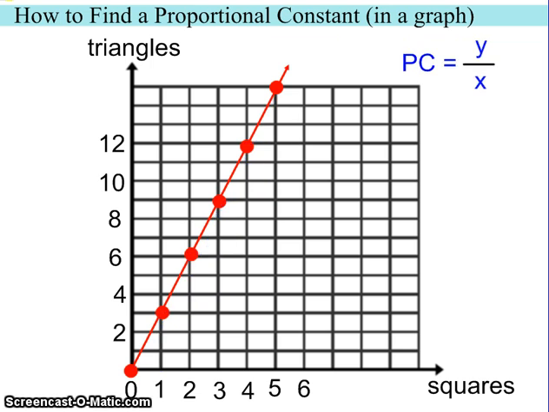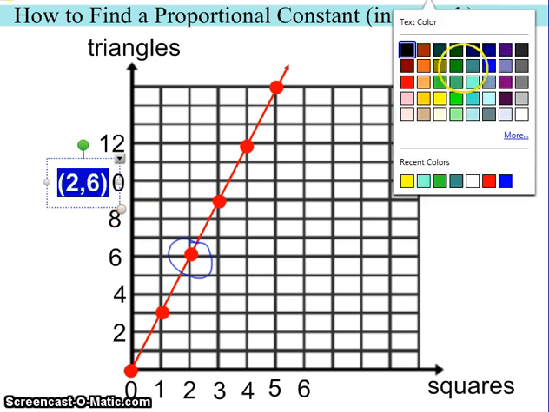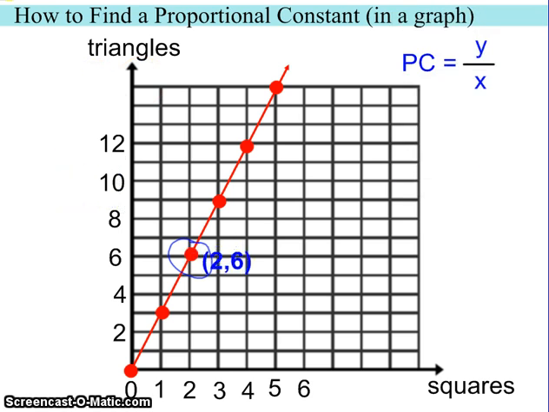If even that's not clear, I can resort back to my proportional constant is the ratio of y to x. So triangles divided by the number of squares. So I could find any points that I've got. In this case, this point tells me that it's the point 2 comma 6. I can find the point, I can find its coordinates. In this case, I've got 2 comma 6. And so what I can do then is y of 6 divided by my x of 2, and I can find the proportional constant that way, a 3.